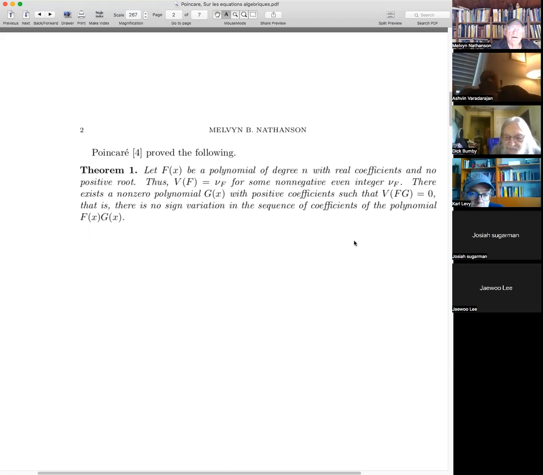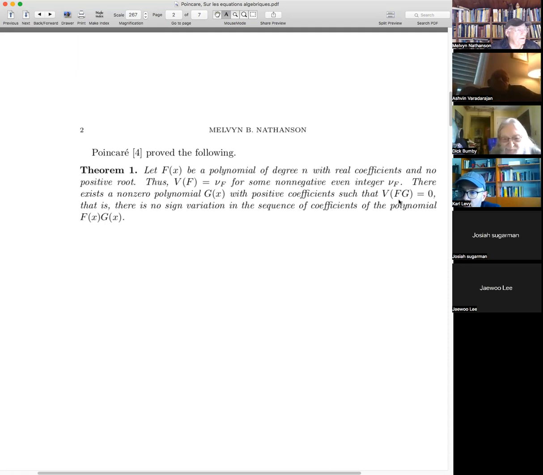But by what you showed us last week, it should be possible to take g to be (x plus 1) to the k, right? That is correct. But they can make it a very special form. Yes, but right, that's Polya and not Poincare. But this is quite remarkable.